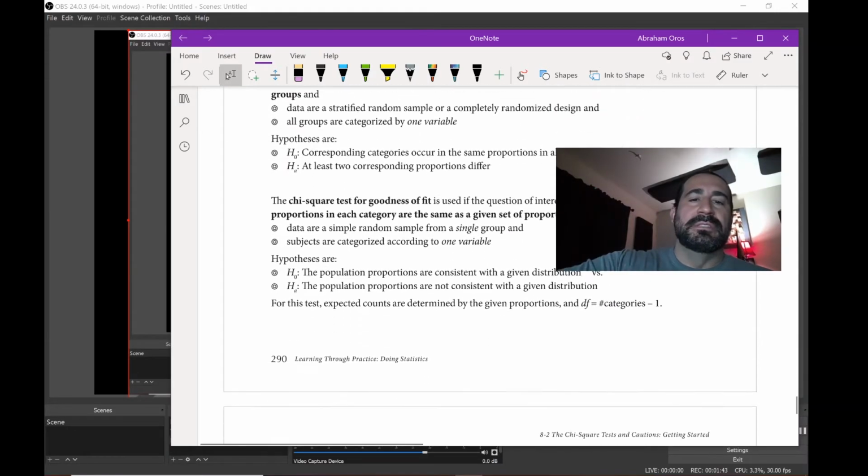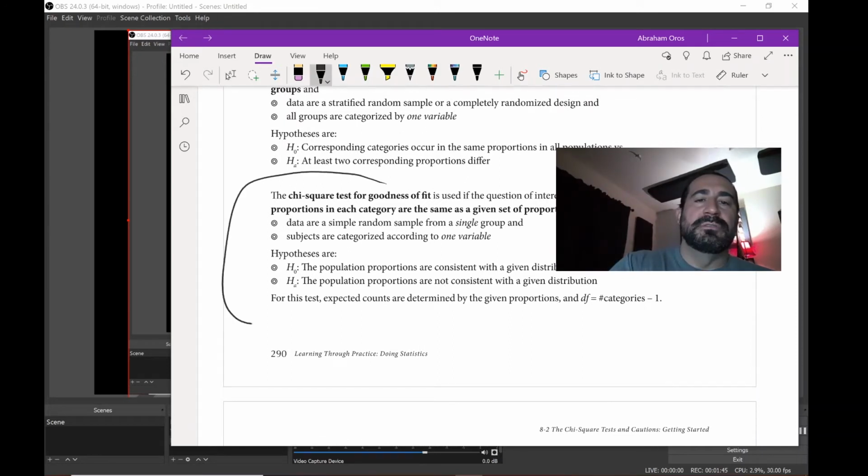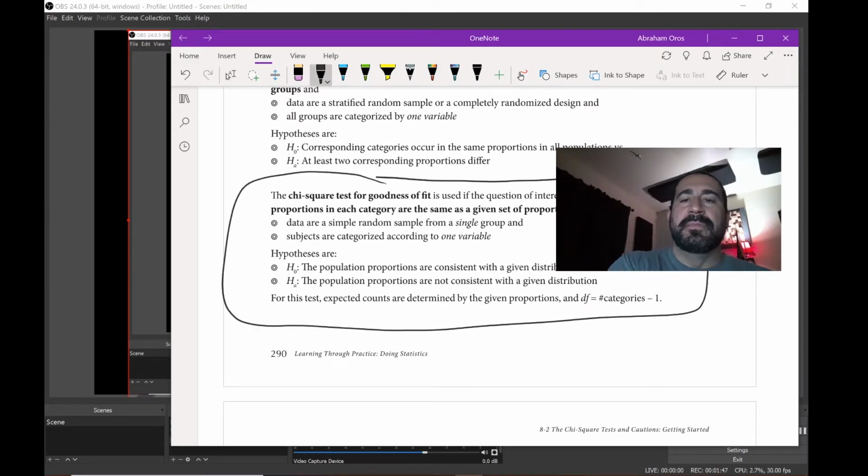So what you'll notice here, down in this section, is that the question of interest is whether population proportions in each category are the same as a given set of proportions. All right, so again, examples. That's the only thing that's going to get you through this.